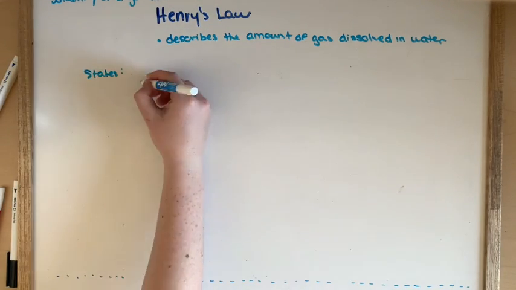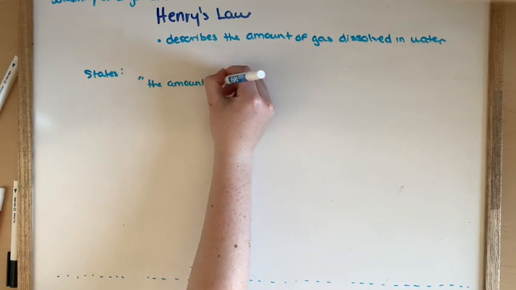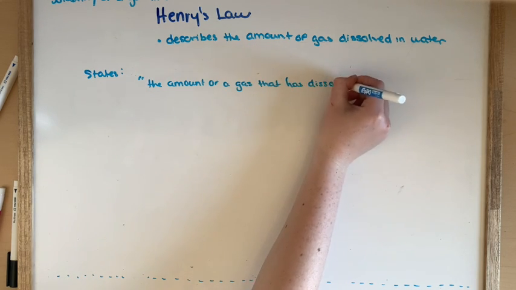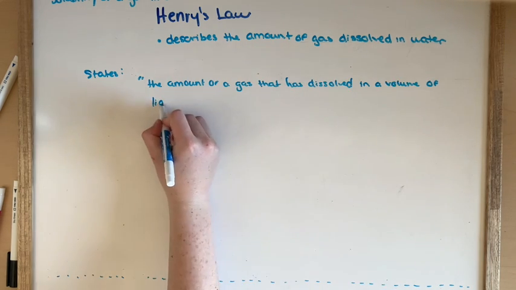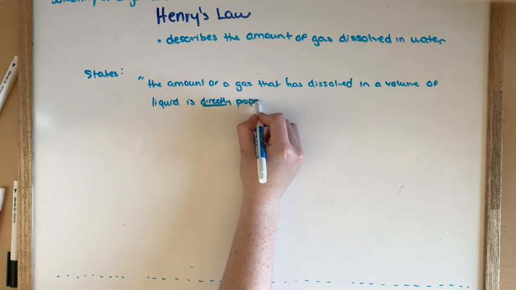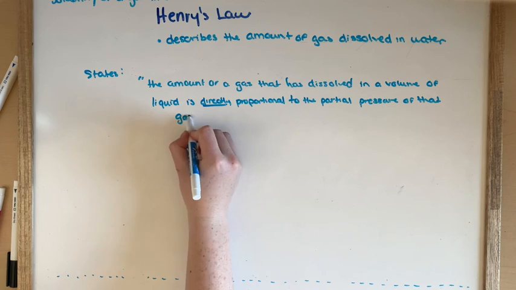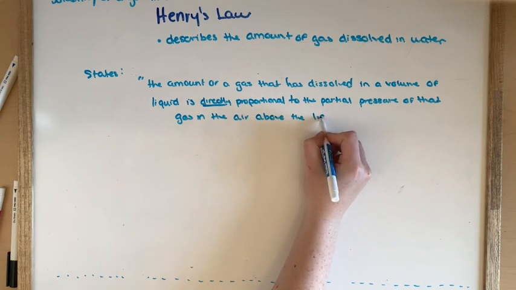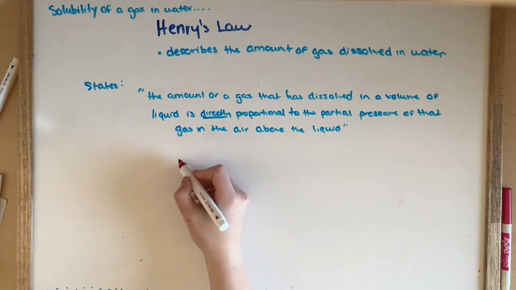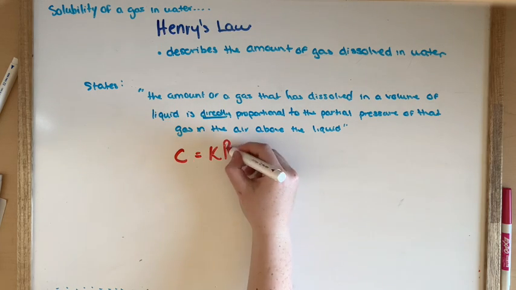Alright, so now we're going to move into Henry's law, and this describes the amount of gas dissolved in water. This law states that the amount of gas that dissolves in a volume of liquid is directly proportional to the partial pressure of that gas in the air above the liquid. So the more gas above the liquid, the more gas will dissolve in that said liquid.